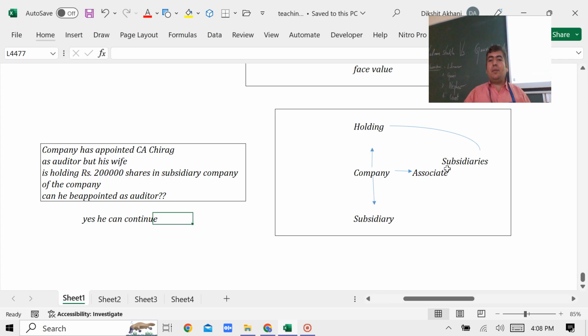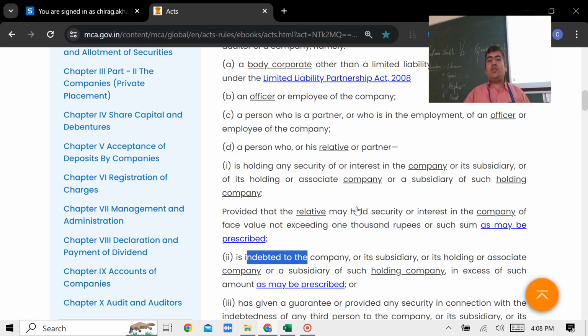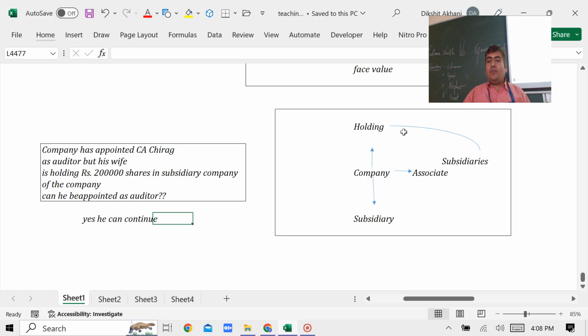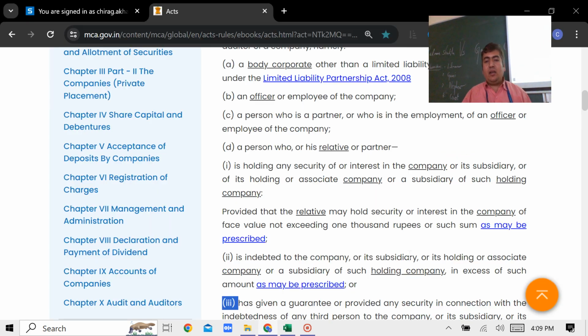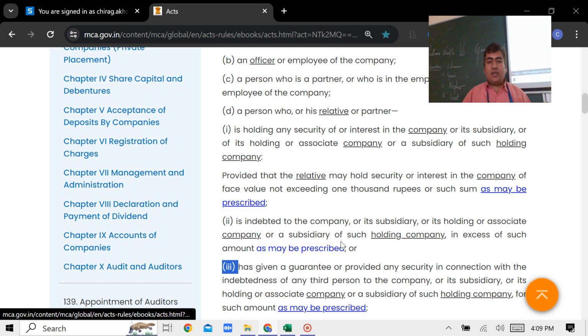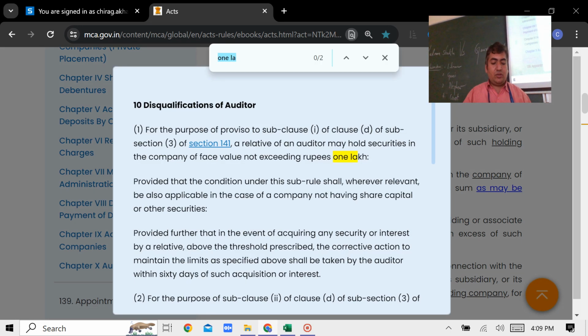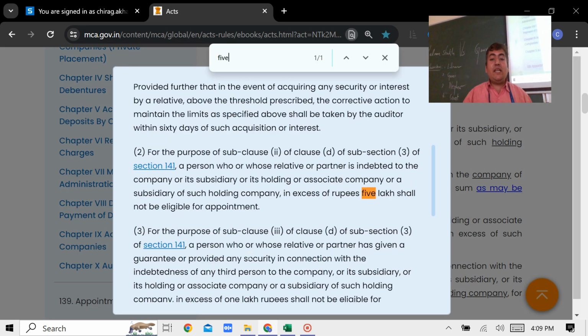Not only in the company, but the same model will be followed. I want to tell you guys, this point number 1, this point number 2 and this point number 3, same things would be applicable. So if you are indebted to company or holding of the company or subsidiary or associate or other subsidiaries of the holding, you're disqualified. But here some limits are also provided. I would like to bring those limits to here. Yahan pe limit aapko diye 5 lakhs ki. Kitni diye bachcha? 5 lakhs ki.